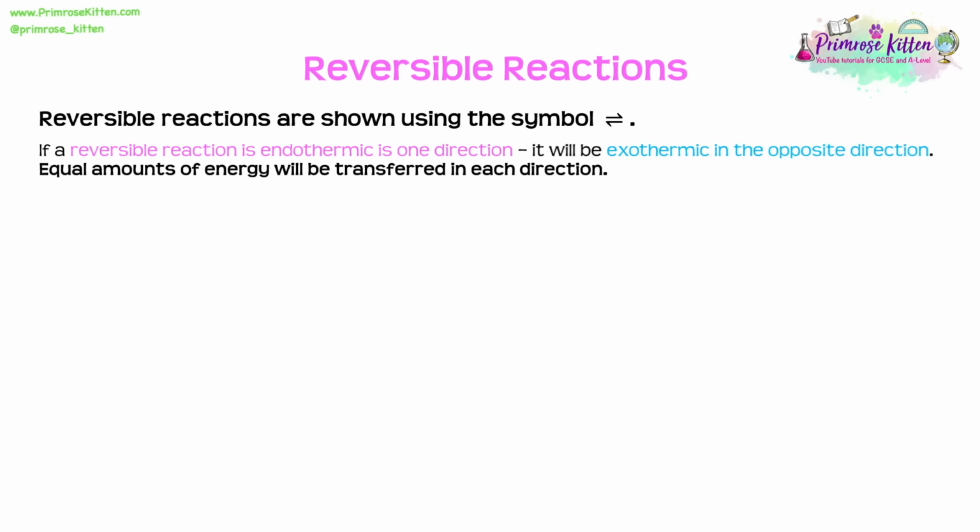Now, taking this a step further, if a reversible reaction is endothermic in one direction, it will be exothermic in the opposite direction. And importantly, equal amounts of energy will be transferred in each direction. So if it took in a certain amount of energy in one direction, when it goes in the other direction, it will give out that exact same amount.